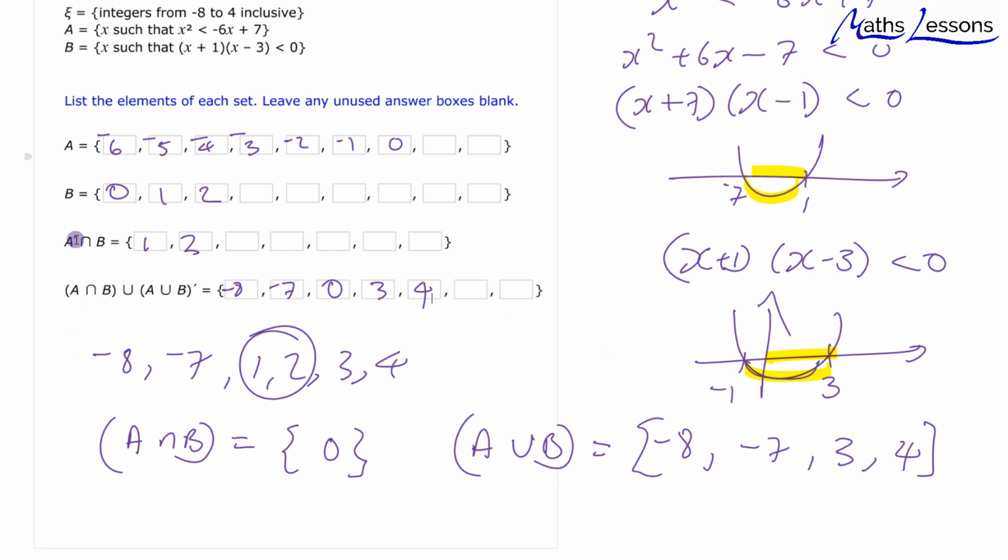So it helps to know your symbols. The little dash means not, that means intersect, which is the overlap. The union means or, effectively. It could be one or the other.